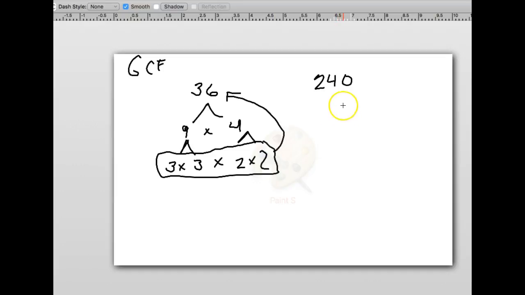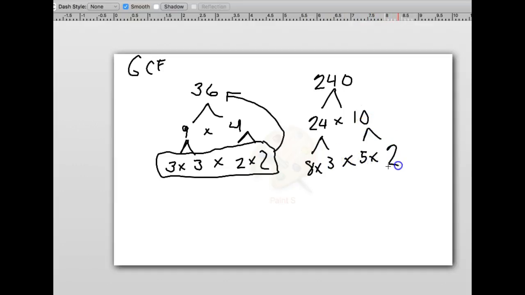Now for 240, okay, because we end in a 0, I know that that's 24 times 10, right? Then 24 can be broken down to 8 times 3. 10 can be broken down into 5 times 2. 8 then can be broken down into 4 times 2. Okay, the 3 comes down, times 3. The 5 comes down. Make sure you bring them down, and the 2 comes down.